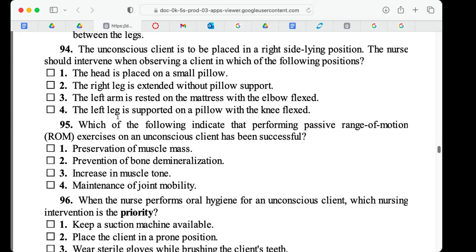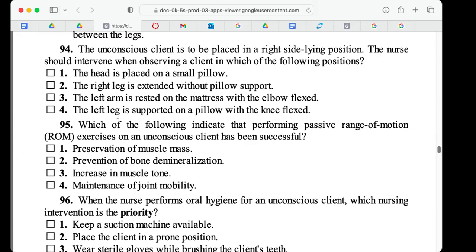What is that word? Demineralization. Yeah, demineralization. What does that word mean? To prevent the breakdown of bone. So someone already said the correct answer. What do the rest of you think?